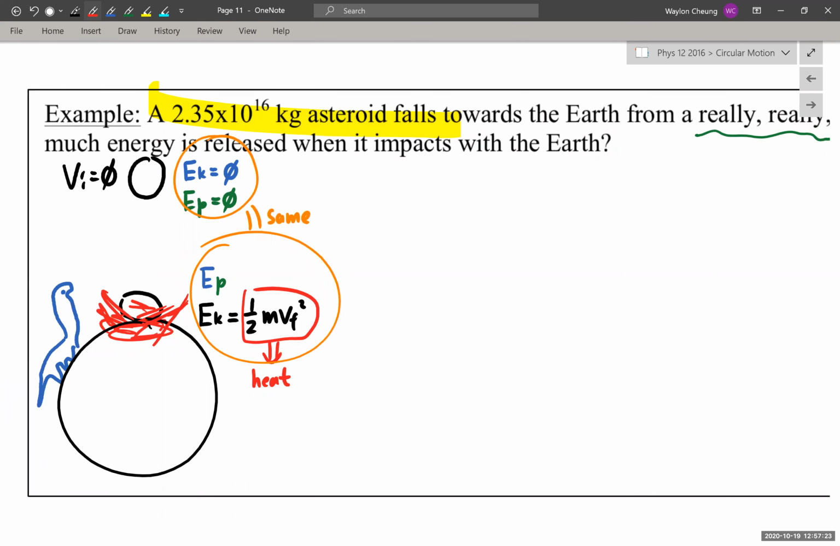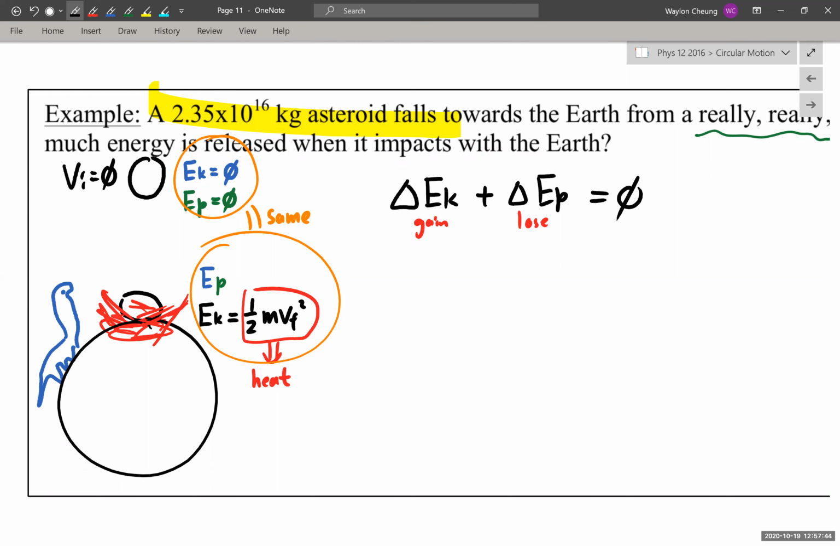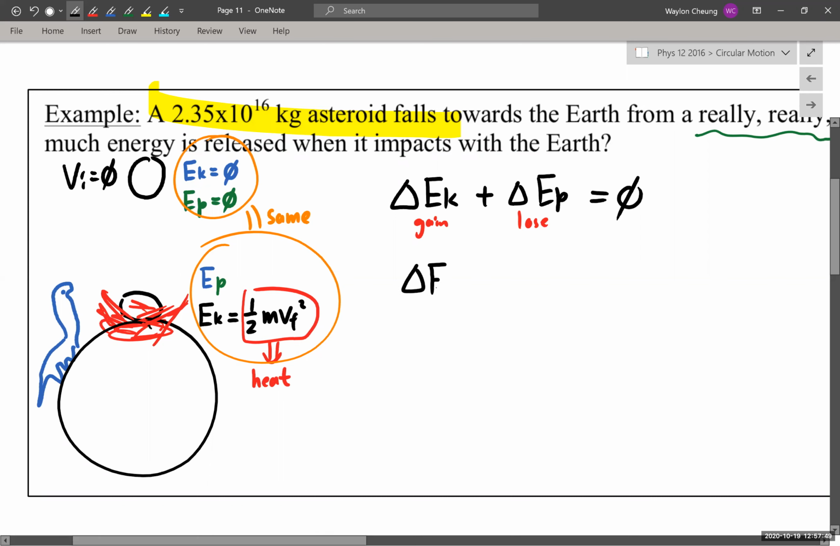So now we can still use something like this. The amount of kinetic energy that you gain plus the amount of potential energy that you lose must be the same, right? Like the amount of kinetic energy that you pick up must be equal to the amount of potential energy that you lost. So if I rearrange the equation just a tiny bit, then I have kinetic energy gain is equal to negative of potential energy loss. And all of these are going into heat.